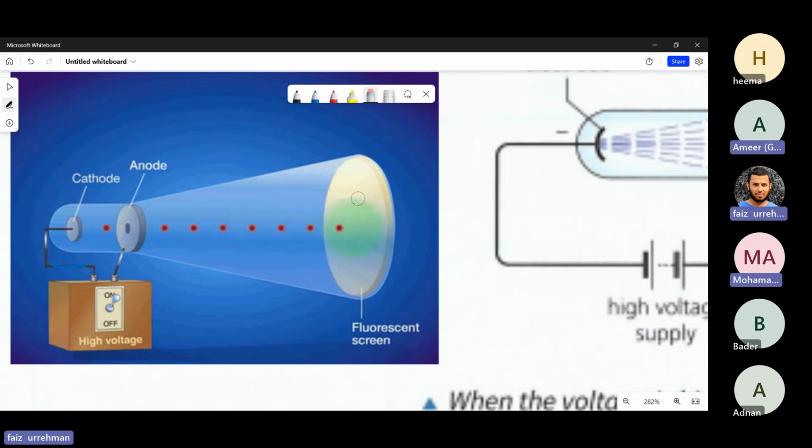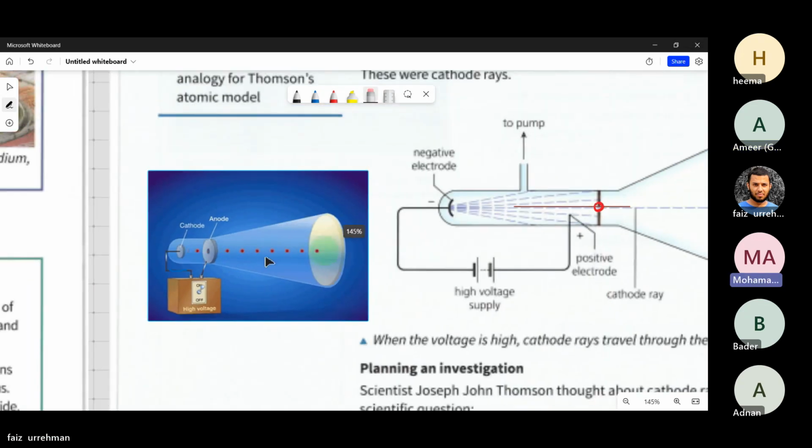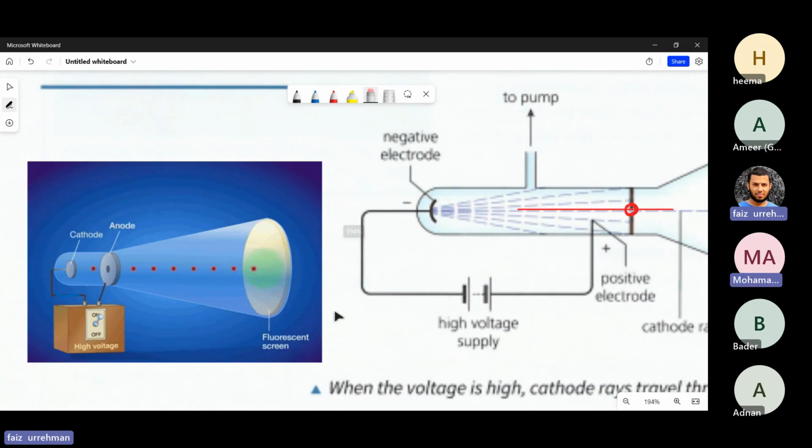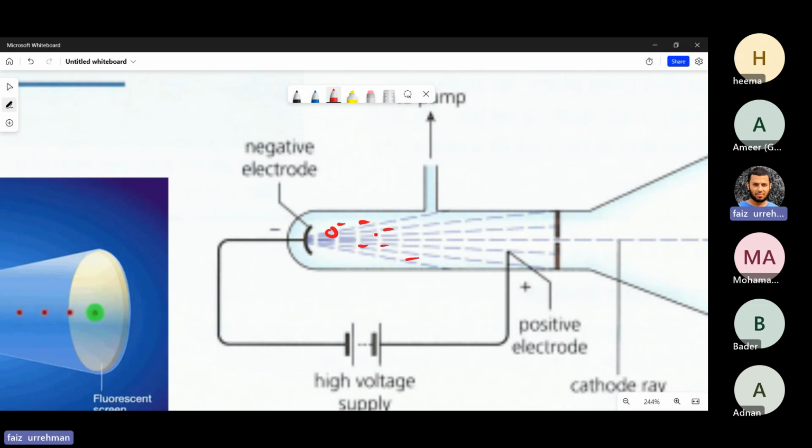Okay. What is the function of the positive electrode in this experiment? Why is there a positive electrode? To attract it towards itself. To attract the negative particles? See, negative particles are released from here. These are negative particles. Where will they go? If there is a positive electrode, they will get attracted.